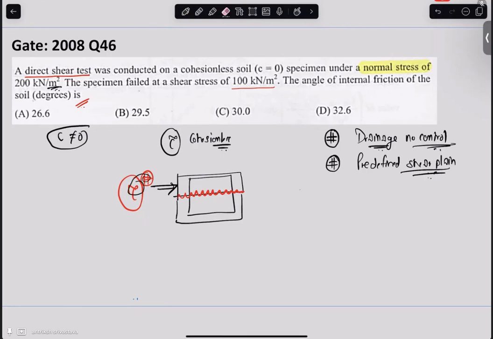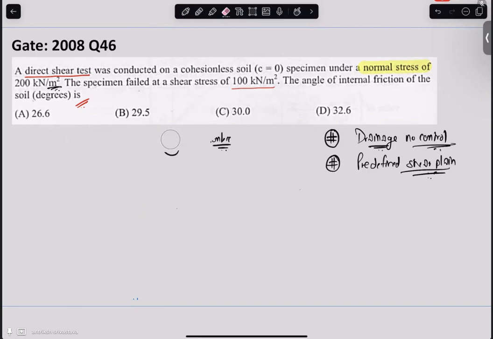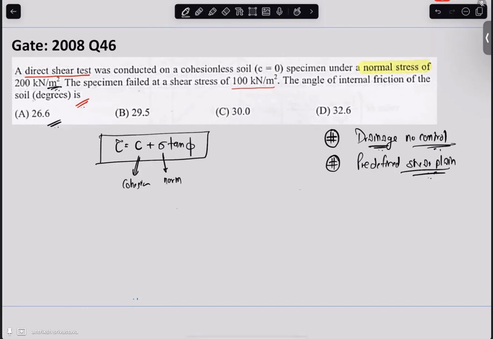Now, apart from the direct shear test, the formula that we are going to use for this particular set of questions is tau is equal to C plus sigma tan phi, where C is the cohesion constant, sigma is the normal stress, phi is the angle of internal friction, and tau is the shear stress. How did we get to this equation?